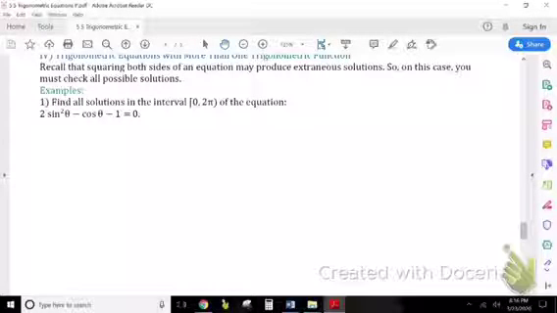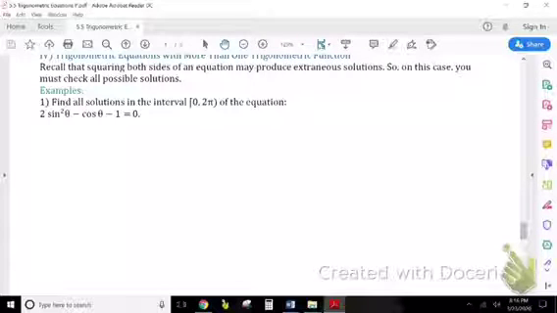5.5 Part 4 is trigonometric equations with more than one trig function. Alright, so it also gives us a hint here. It says recall that if we have to square both sides of an equation, that sometimes produces extraneous solutions. So, if you have to square both sides of the equation, you have to check all possible solutions.